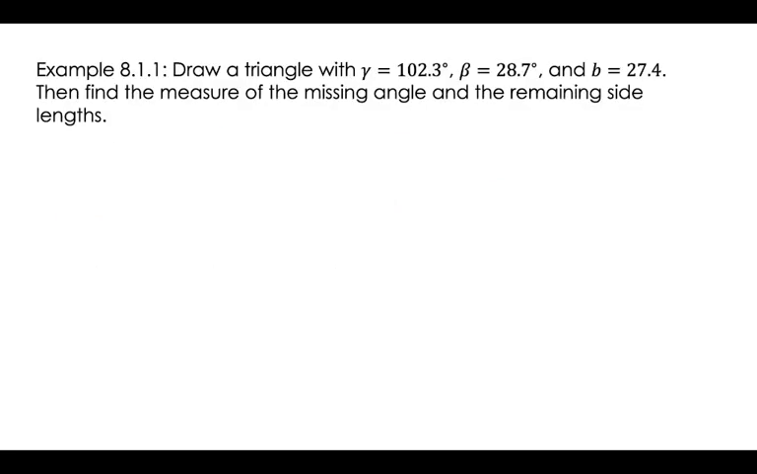All right, so our first example, example 1, tells us to draw a triangle, and it gives us a couple of angle measures and a side length. Then they want us to find the measure of the missing angle and the remaining side lengths. So we're going to solve an oblique triangle. We don't have to be exact. You don't need to bust out a protractor to get this right. We've got a 102.3 degree angle, so just make sure it looks like it's bigger than 90 degrees. So this is going to be my gamma.